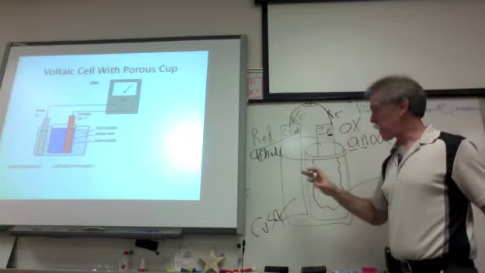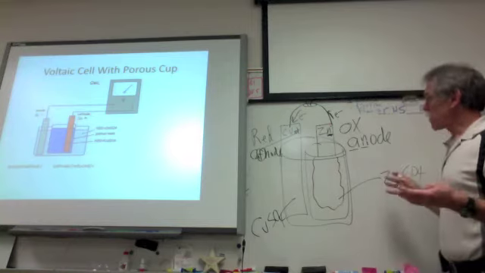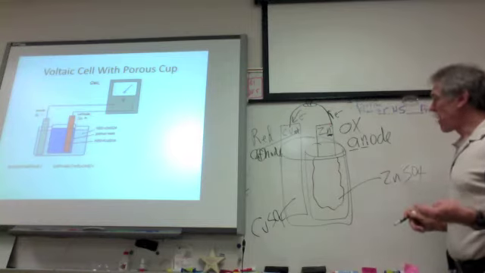Remember, we don't need a salt bridge because we've got a porous cup here. This is the easiest one to draw. Now, we've pretty much got everything done, except we need to write the half reactions.